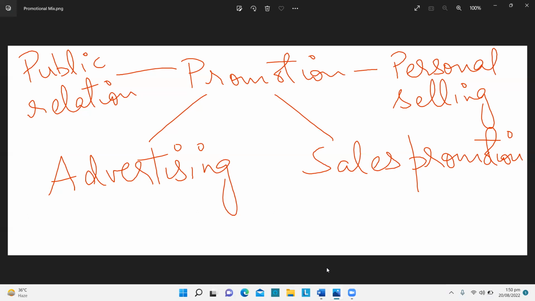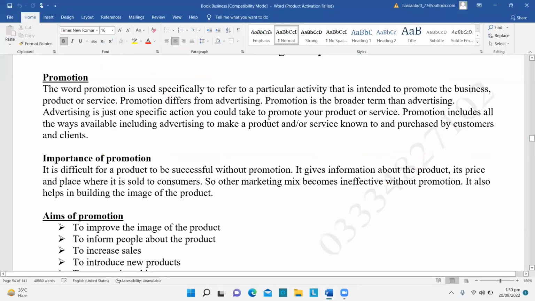Got it? Yes, sir. And that is why personal selling also helps promote the product and also helps to increase the sales of the product as well. All right. Now, coming back to the notes, importance of promotion.